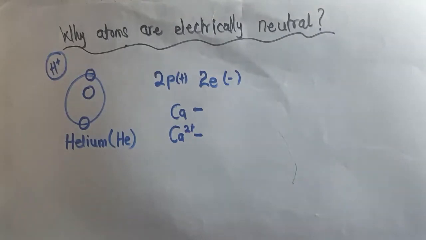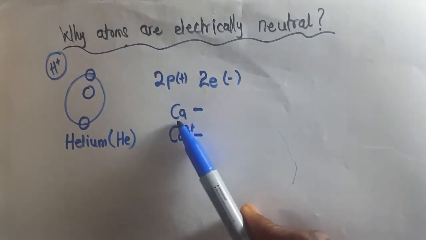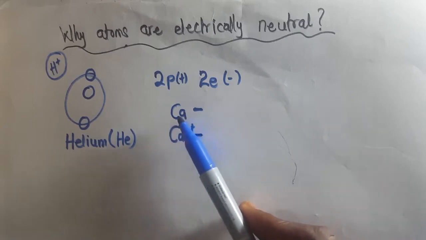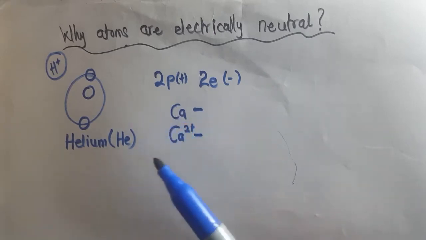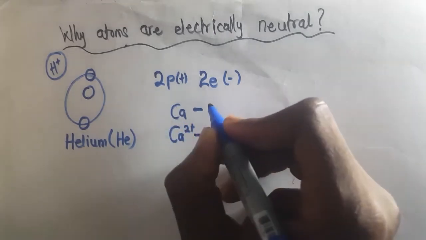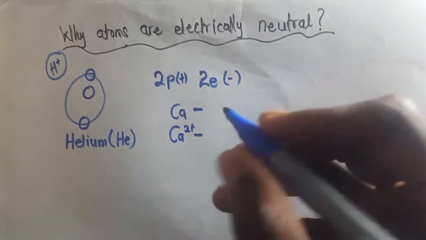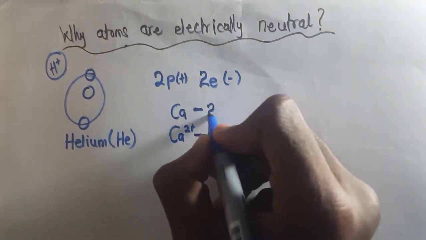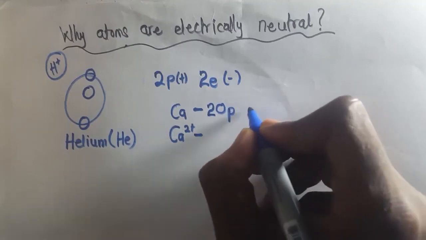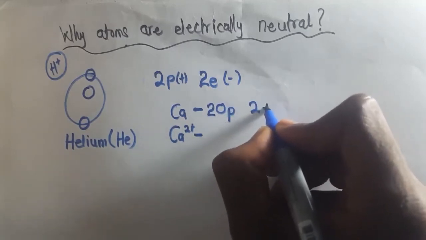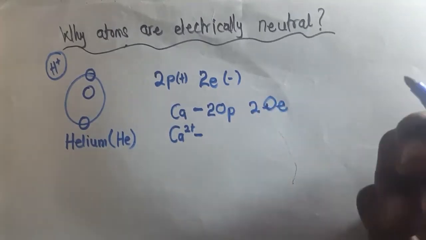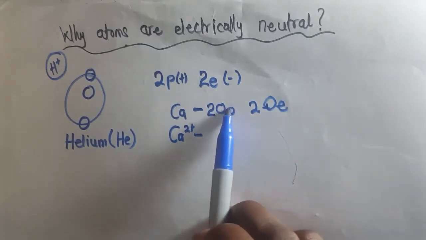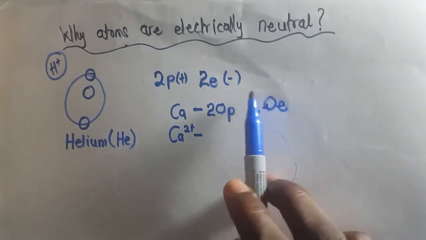Now we said atoms have both positive and negative charges. This calcium over here is neutral because it doesn't have a charge. Among the first 20 elements, calcium is known to be the 20th element, so 20 protons as well as 20 electrons. So 20 positive charges, 20 negative charges, they cancel out, you have 0.